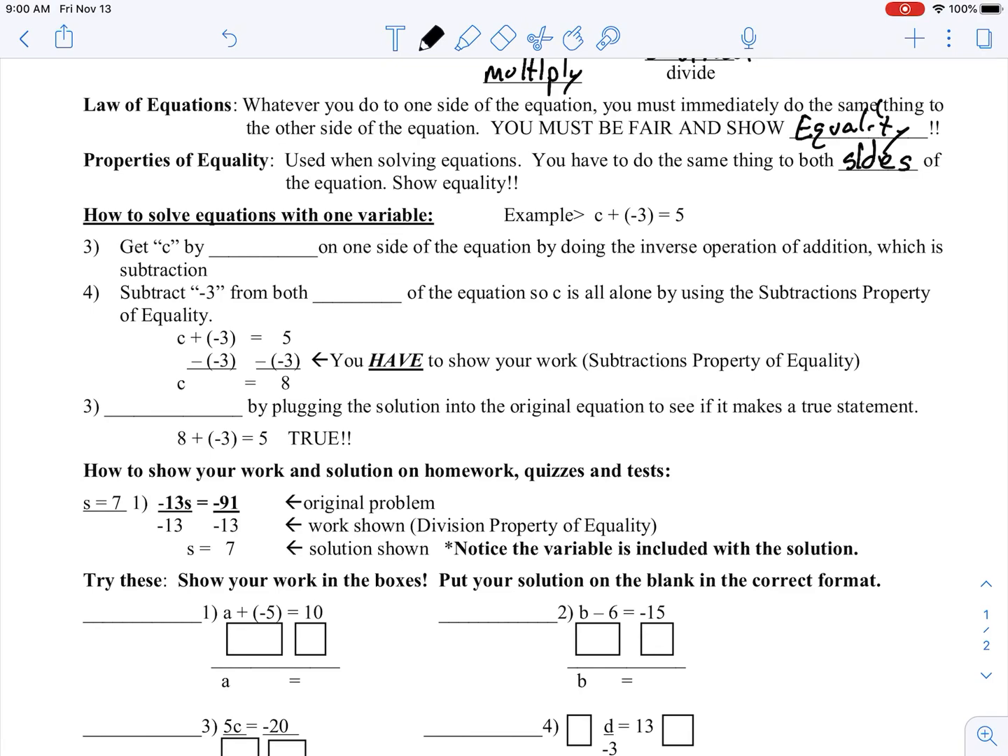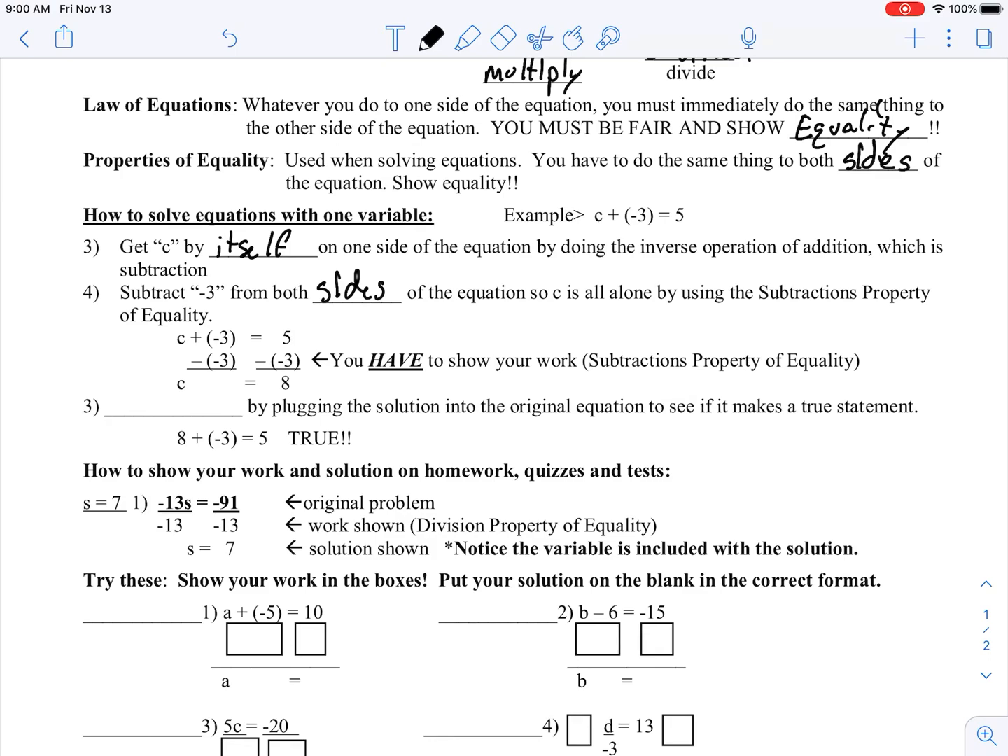So our goal here for this example is to get c all by itself, to see what c is equal to that makes this true. So we want to get c by itself on one side of the equation by doing the inverse operation of addition, which we know, of course, is subtraction. So we're going to subtract -3 from both sides of the equation. So c will be all by itself.